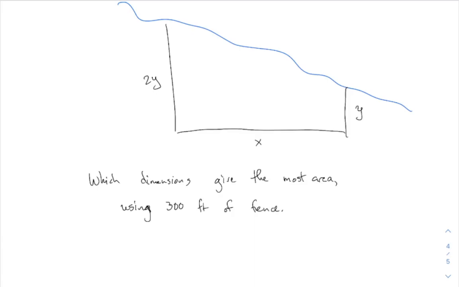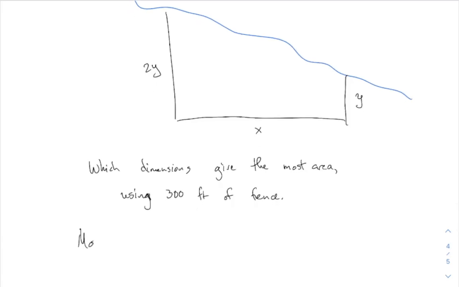All right. So, for our optimization problem, first we want to decide what is the thing I'm trying to maximize or minimize. This is usually obvious from the question. In this case, it is the area, because I said what dimensions will give me the most area. So what I'm trying to do here is maximize the area.